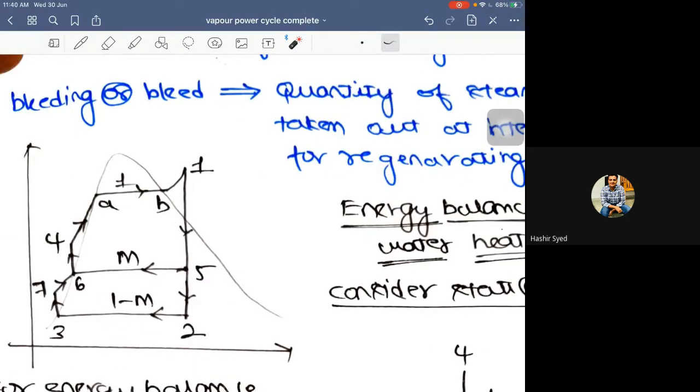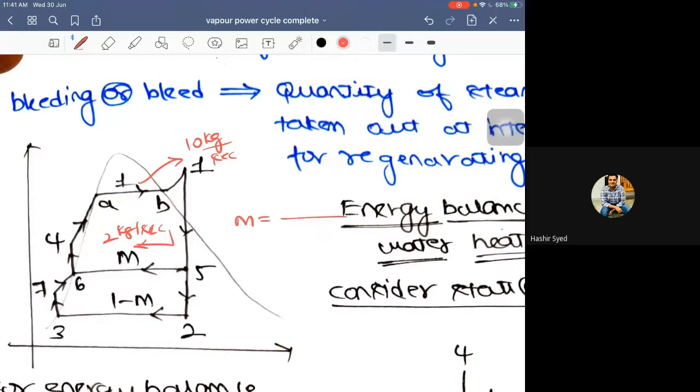Suppose, please understand my example. This is very important to understand. Suppose 10 kg per second of steam is entering the turbine. Out of 10 kg per second, I would send 2 kg per second back to the regeneration process, which is the mass of the steam bleeded. Now, can I have the value of M?